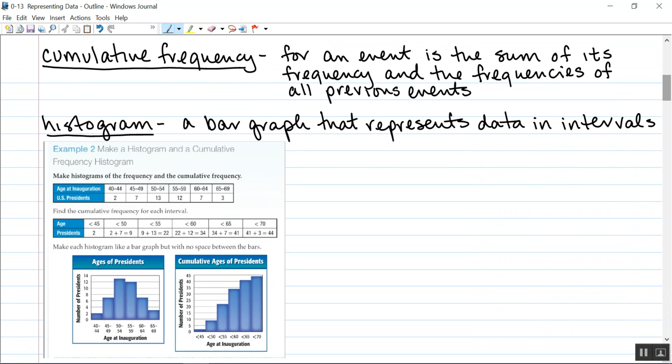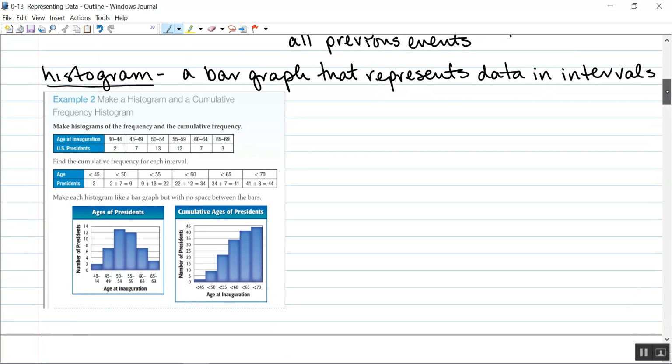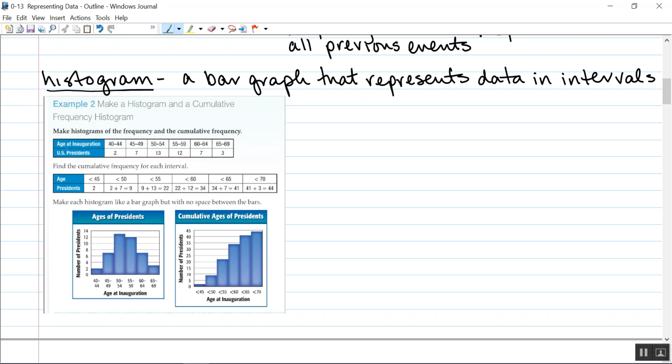Cumulative frequency for an event is the sum of its frequency and the frequency of all previous events. And a histogram is a bar graph that represents data in intervals. So here's an example from your textbook. Here we have the age of inauguration and the number of U.S. presidents that were that age. So for example, what this means in this table is that there were 2 U.S. presidents who were between the ages of 40 and 44 when they became president. There were 7 presidents between the ages of 45 and 49, and so on.